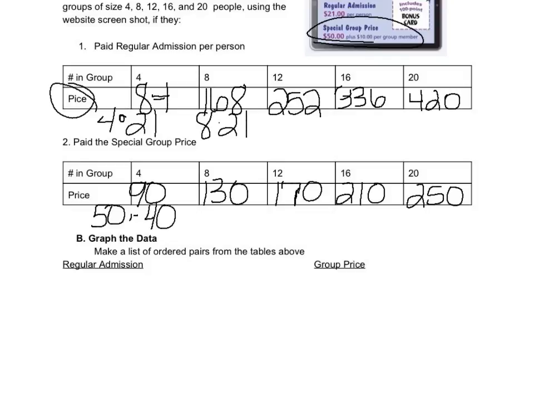Then for 8 people, I had the initial $50. Then I need to add in $10 per person, and since there were 8 of them, that's $80. So 50 plus 80 gave me the 130. And that pattern continued on for 12, 16, and 20 people.